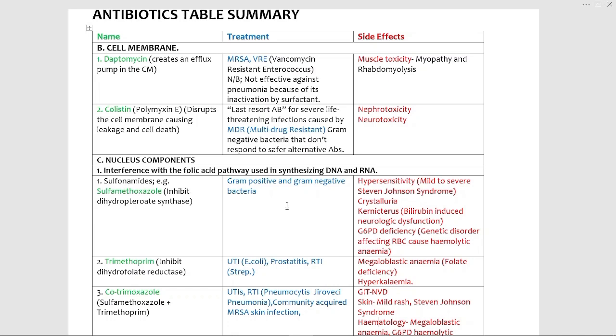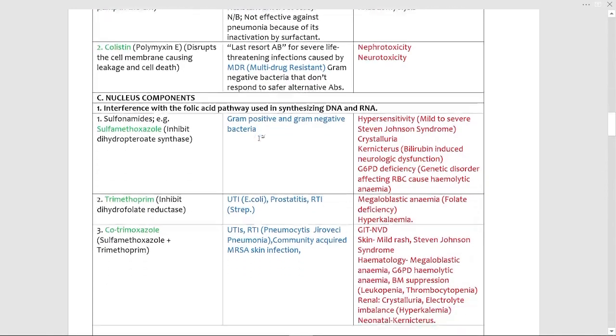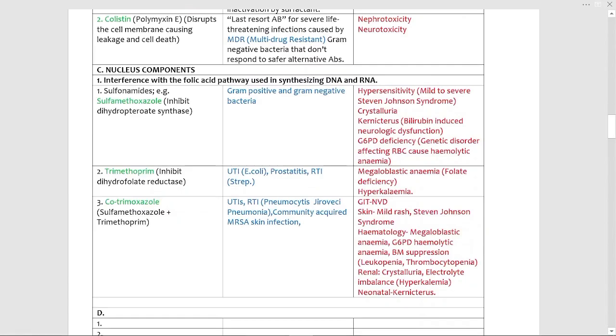You have looked at antibiotics that interfere with the cell membrane, the daptomycin and the colistin. The daptomycin destroys the cell membrane by causing an efflux. Colistin disrupts the cell membrane by causing leakage and cell death. We have looked at some of the indications and side effects. We have also looked at antibiotics that interfere with the nucleus components.